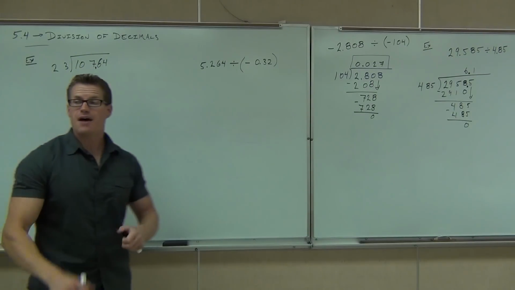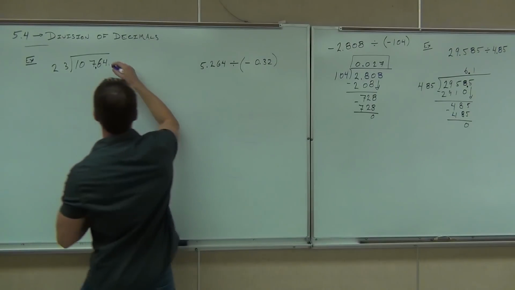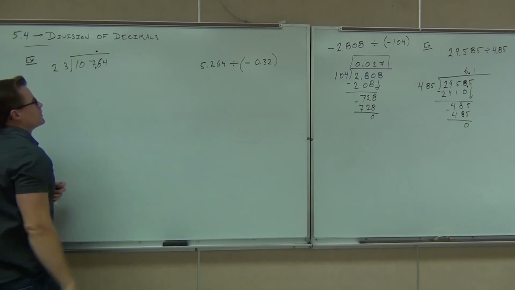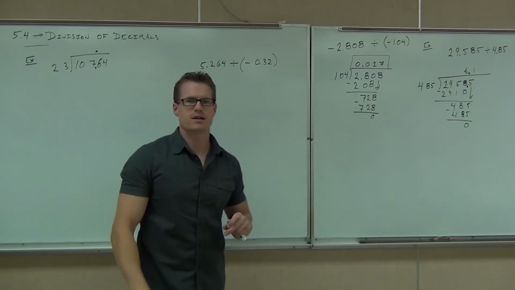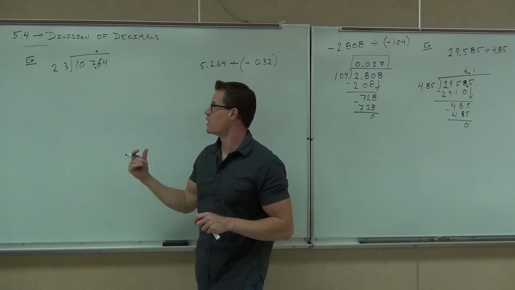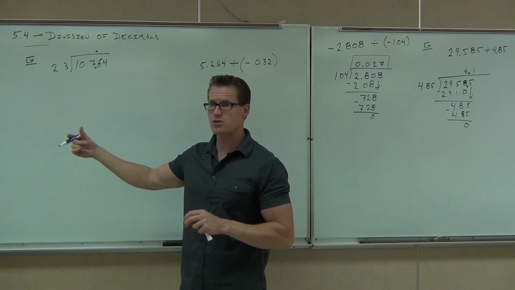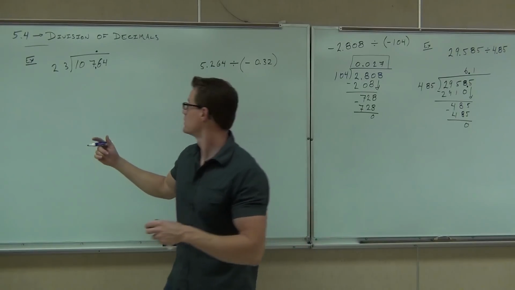After that, we got to make sure that decimal place is also up here in the quotient. And then we're going to divide. Let's go ahead and divide together. 23 doesn't go into 1, doesn't go into 10. It goes into 107 how many times? 4.